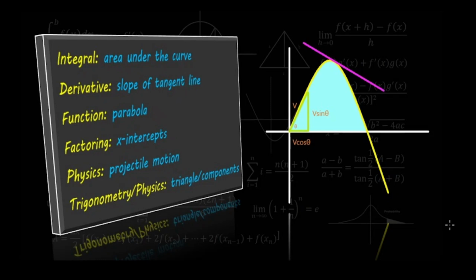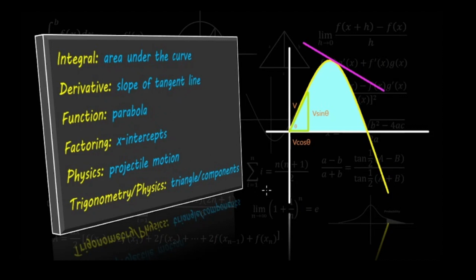I try to make it look fancy. I hope it is fancy. Now let's take a look at it. On the right side, there's a parabolic graph here. Can you think of any types of math associated with this parabolic graph? I listed a few here on the left side. Let's take a look at it.